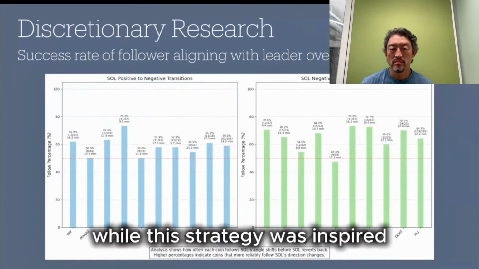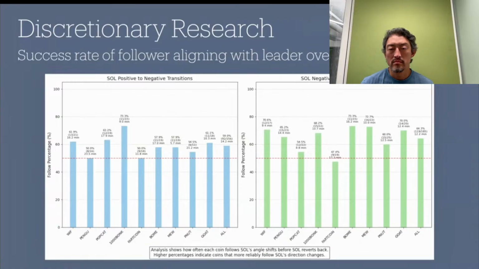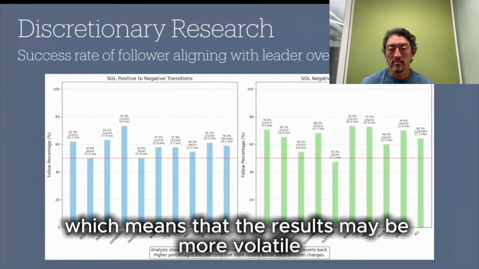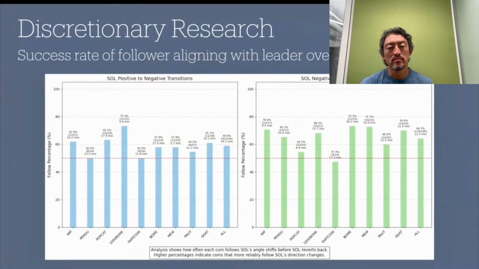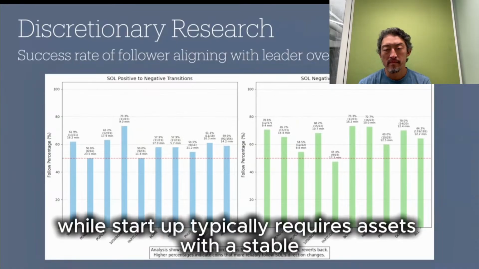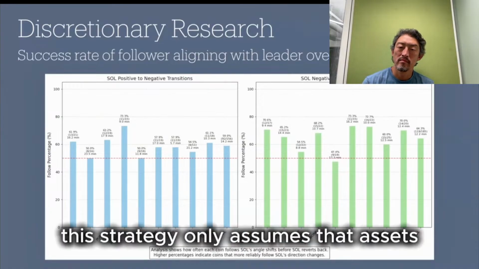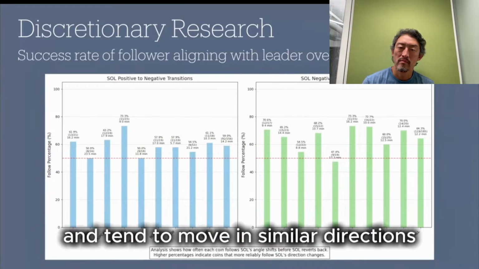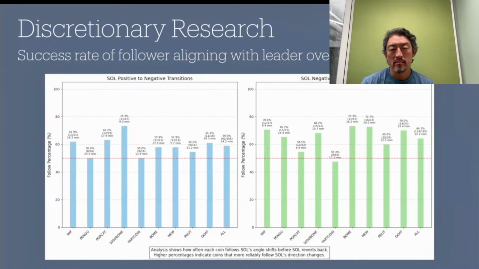While this strategy was inspired by an exploration of statistical arbitrage, it should not be confused with traditional stat arb. There are several key differences. First, it does not include a hedging component, which means the results may be more volatile. Most importantly though, it does not rely on co-integration. While stat arb typically requires assets with a stable long-term relationship, this strategy only assumes that assets are loosely correlated and tend to move in similar directions, specifically during potential directional shifts, not that they are co-integrated.